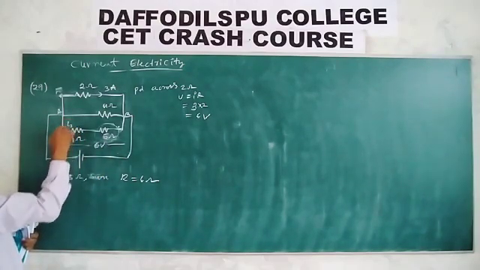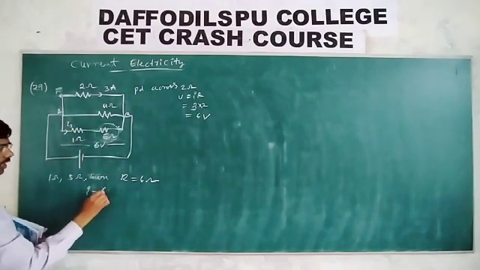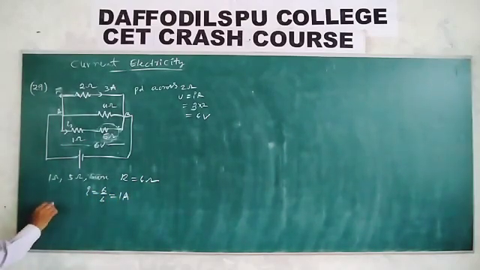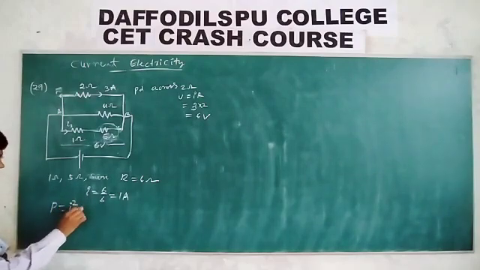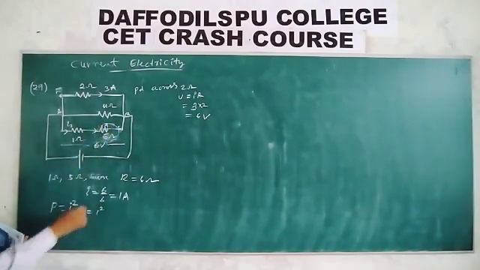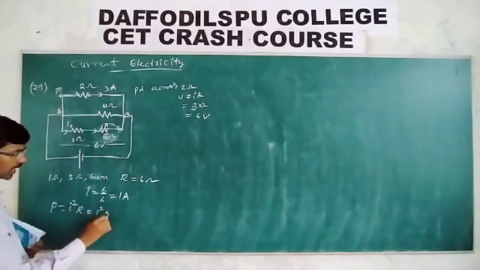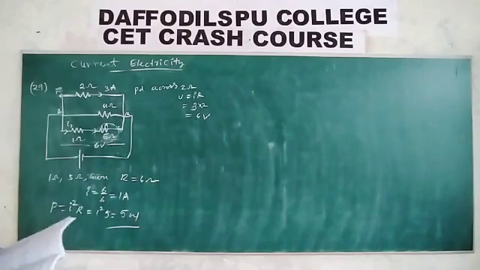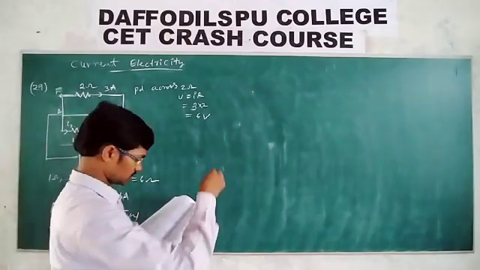Then what is I3? Let us take I. I is equal to what? 6 by 6, which is 1 ampere. Therefore, power dissipated is equal to what? I square into R. Through this one, current flowing is 1 ampere. Then I square into R is nothing but 5 watt. Is that clear?